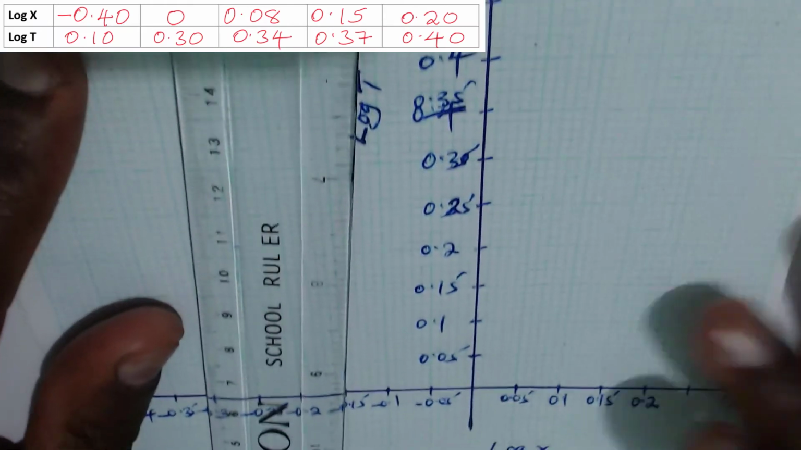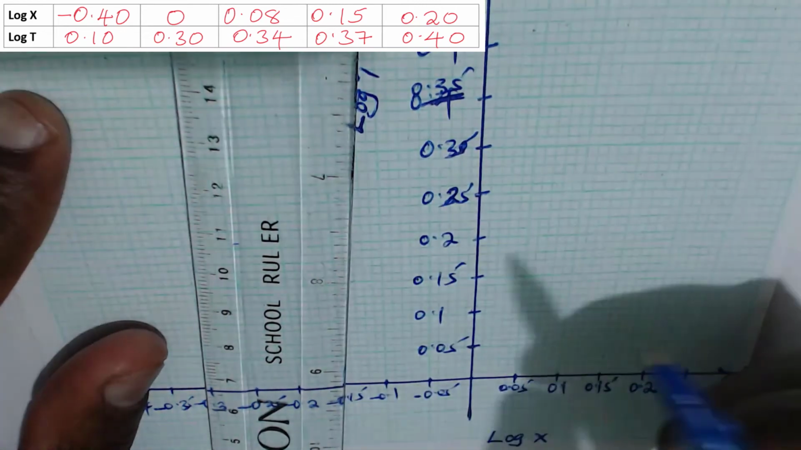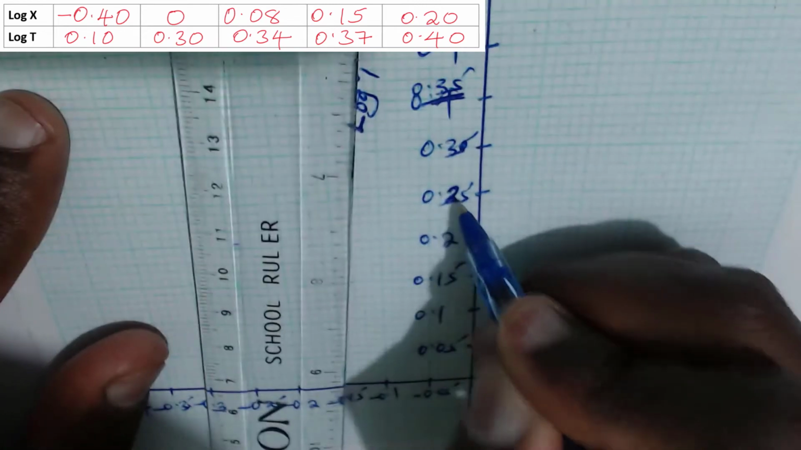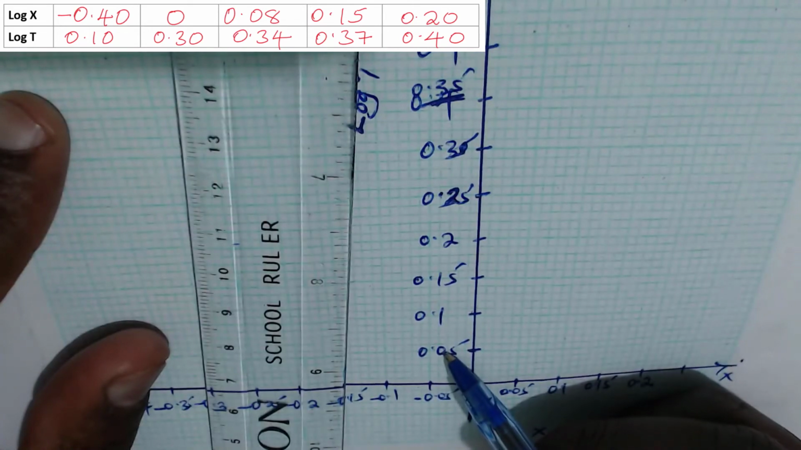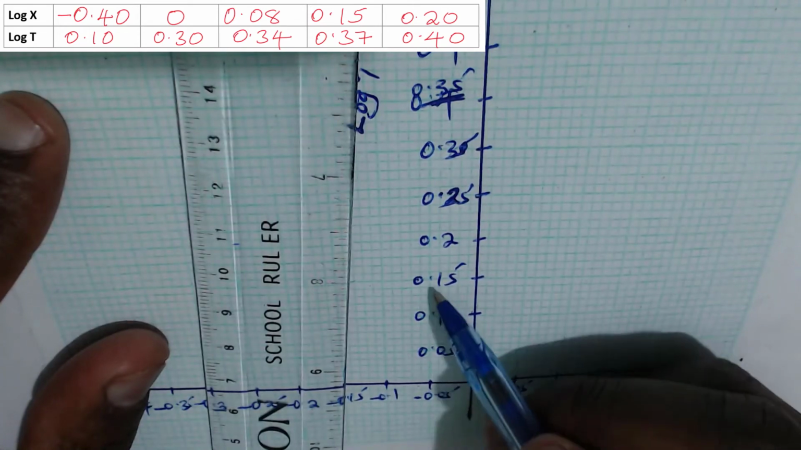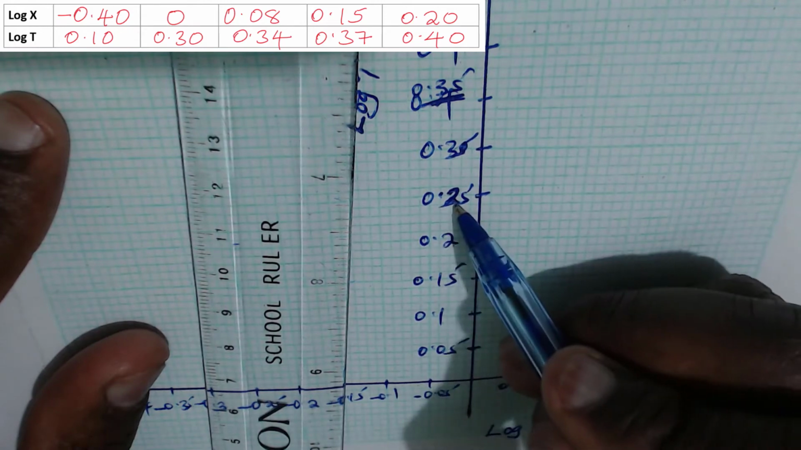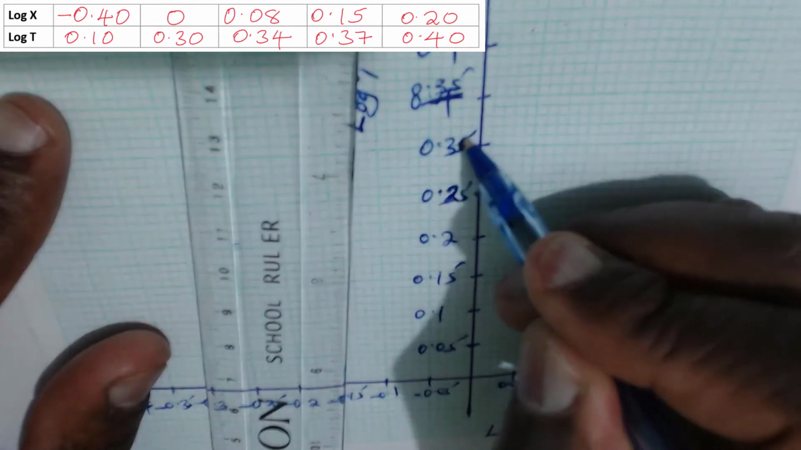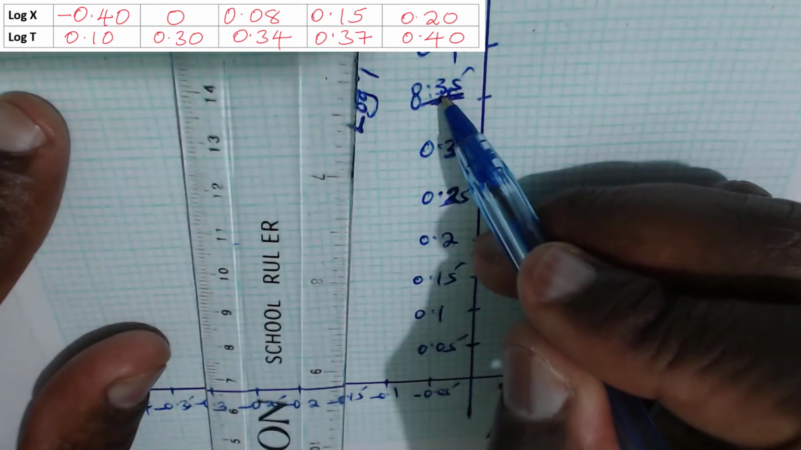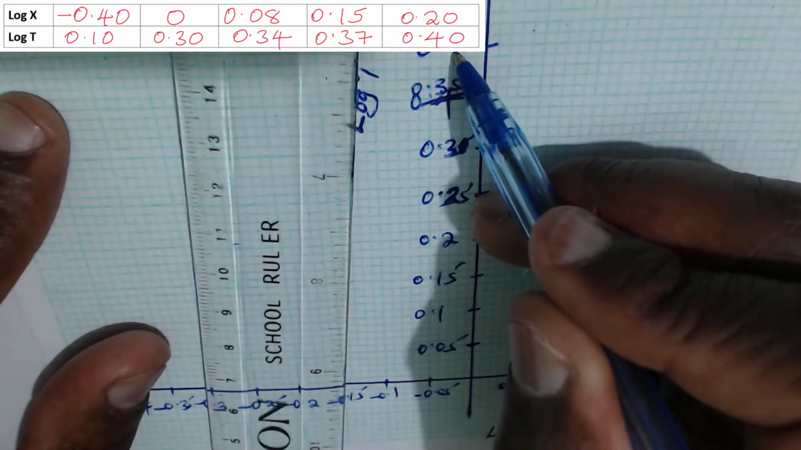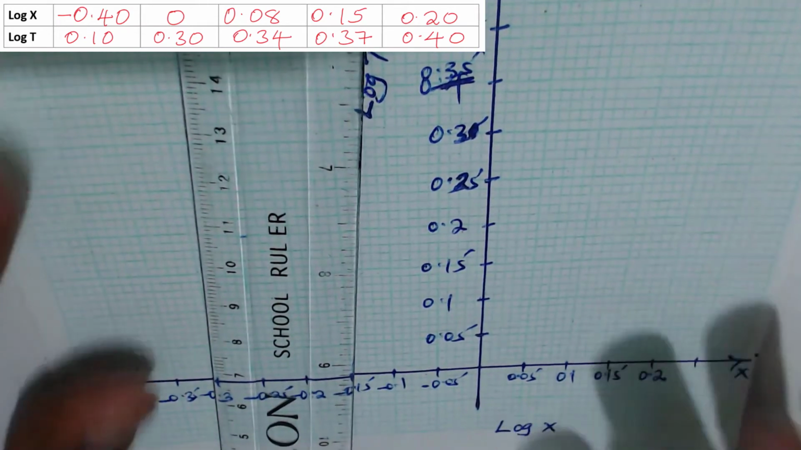So now you can see the scale. I've corrected it here. The scale goes 0.05, 0.1, 0.15, 0.2, 0.25, 0.3, 0.35, and 0.4. Now let's go to plotting.